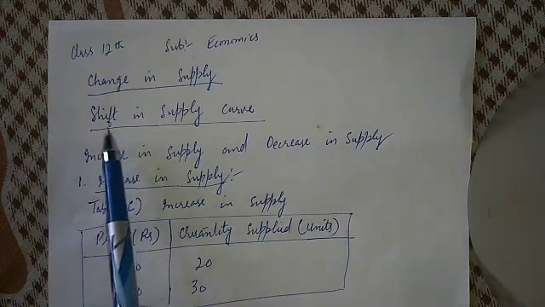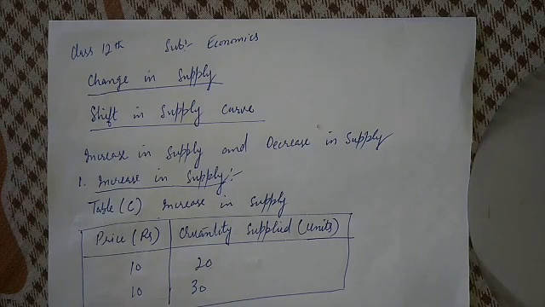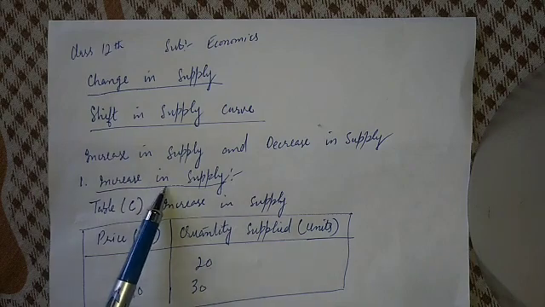Now, shift in supply curve. See, when supply of a commodity changes due to the factors other than its own price, such as change in expectations, state of technology, or goal of the firm, then it's called shift in supply curve. When due to change in factors other than price, supply falls, it's called decrease in supply. And when supply rises, it's called increase in supply.